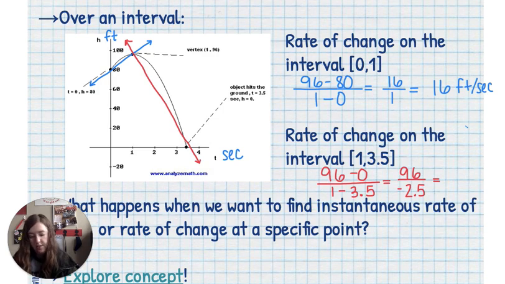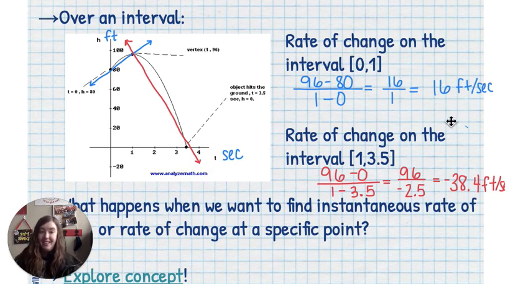We will end up with negative 38.4. And that will also be in feet per second. So in this case, when we don't have a line as what we're trying to find the rate of change, the rate of change can be super different, right? So between 0 and 1 second, we're going upward at 16 feet per second, and then we're going downwards at 38.4 feet per second on a different part of our graph.